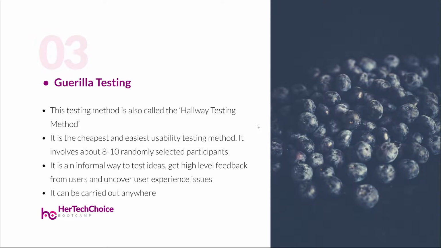Guerrilla testing. This testing method is also called the all-way testing method. It is the cheapest and easiest usability testing method. It involves about 8 to 10 randomly selected participants, and it is an informal way to test your ideas, get high-level feedback from users, and uncover user experience issues. It can be carried out anywhere.